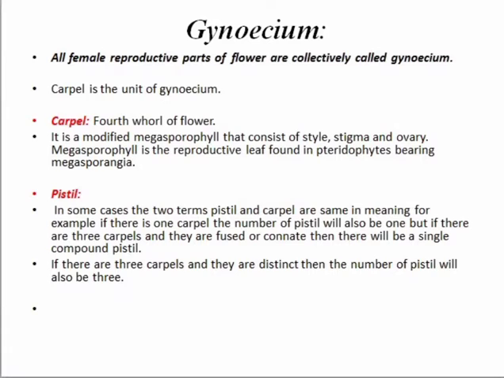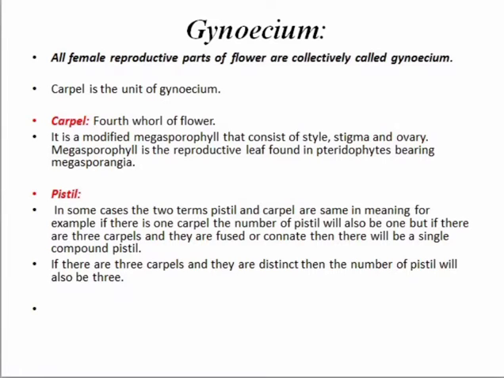Now, what are the female reproductive parts in flowers? Carpel is the unit of the gynoecium, just as stamen was the unit of the androecium. So, in this case, the unit of the gynoecium is the carpel. It means the female reproductive part in a flower is the carpel. Now, what is a carpel? It is the fourth whorl of the flower.